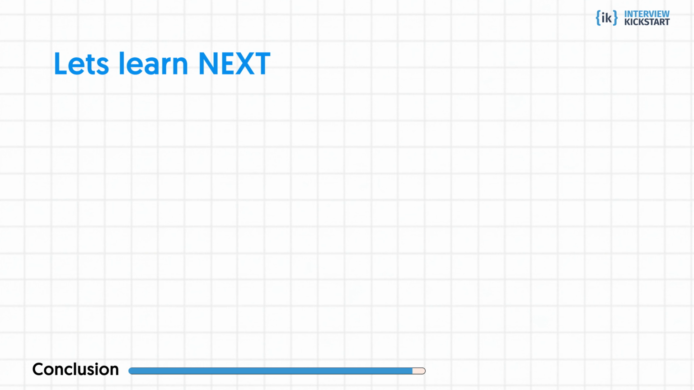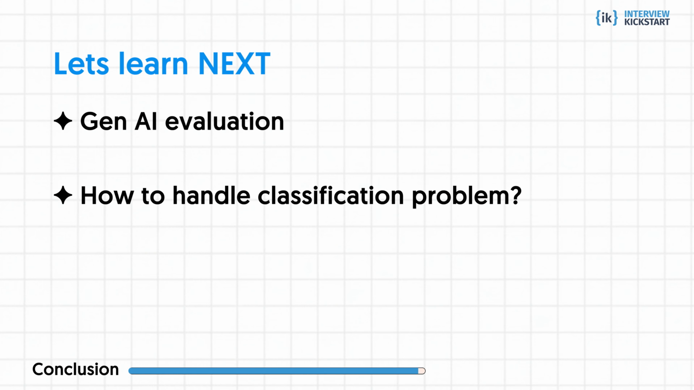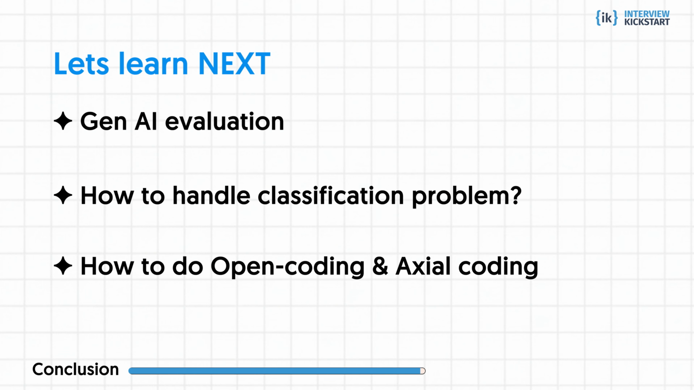Now, in the next episode, we're going to go a little bit hands-on. We're going to focus on the Gen AI side, the LLMs, and how to handle a classification problem and how to do open coding and axial coding to figure out the quality of your model.